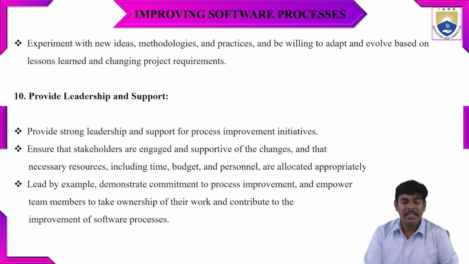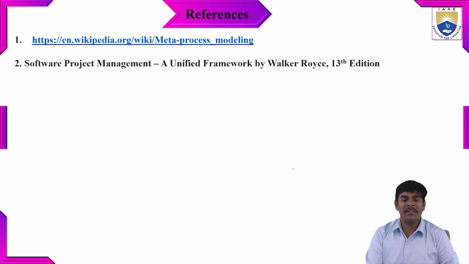And here, lead by example. We demonstrate commitment to process improvement and empower team members to take ownership of their work and contribute to the improvement of the software process. So these are the 10 main metrics for improving the software process. Okay, so these are the references I have referred to for this topic.